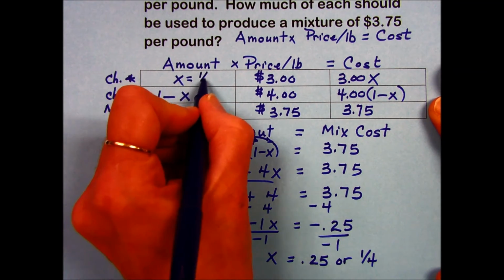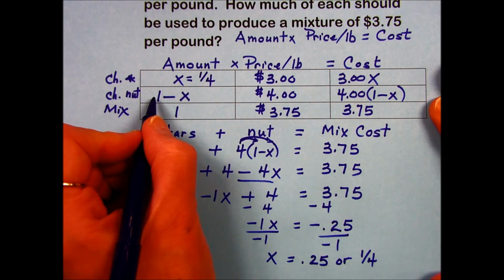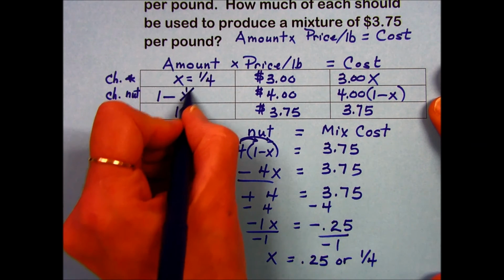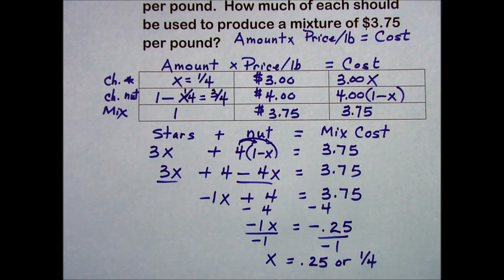So we're going to put 1/4 of a pound of stars in our mix, and then for the nuts, 1 minus 1/4 results in 3/4 of a pound for the chocolate nuts.